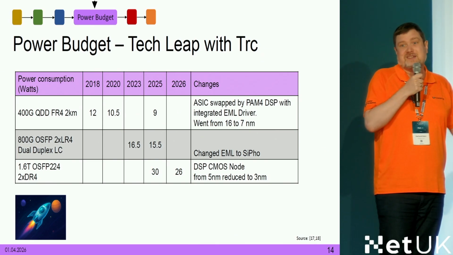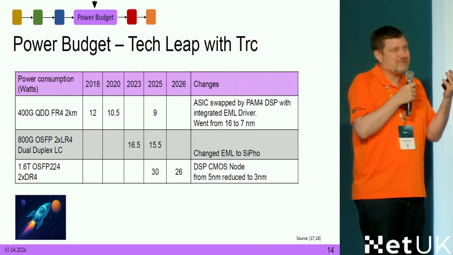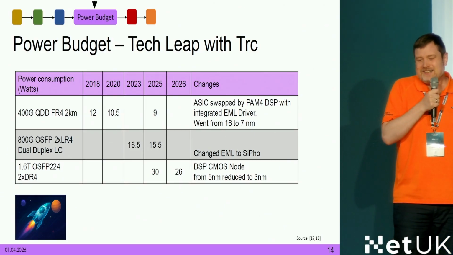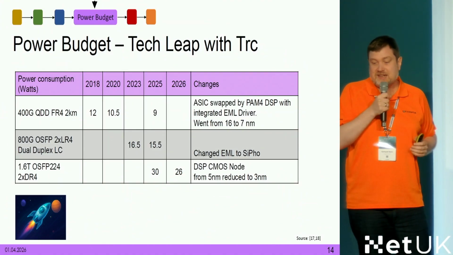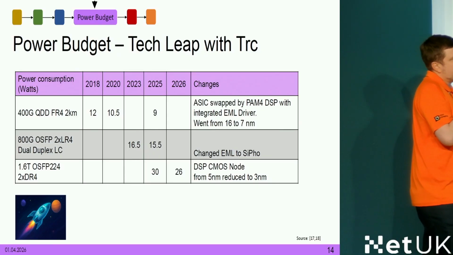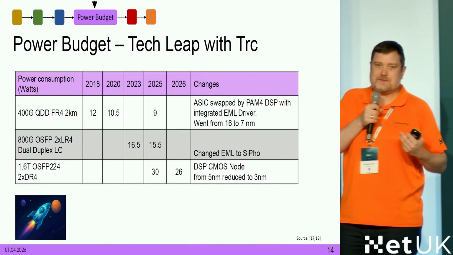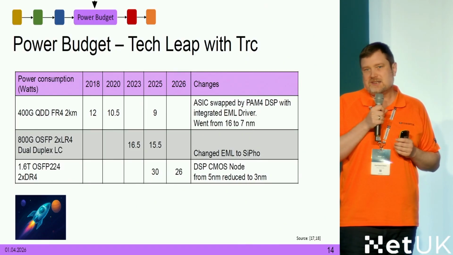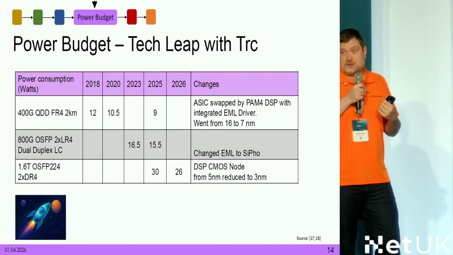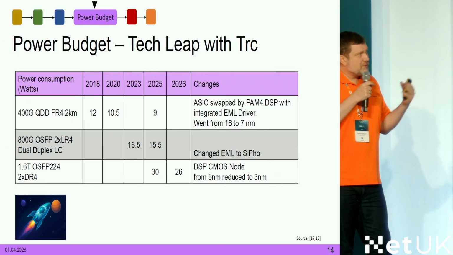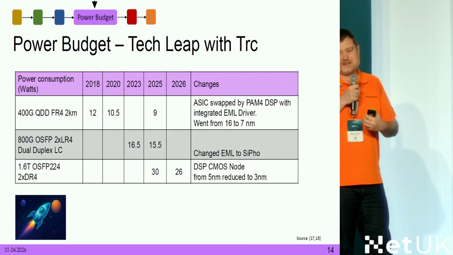It has to look the same. It's the same mechanical form factor. It has the same connectors, LC, MTP, whatever. So it really does not change from the appearance side, but inside is what changes. For example, an ASIC was swapped by a PAM4 DSP with an integrated EML driver, but in the end, what you can observe in this small table is that the nanometers are shrinking, they are going down. So it's really a manufacturing technology we are achieving here. More transistors, smaller area, more efficiency in the power consumption.